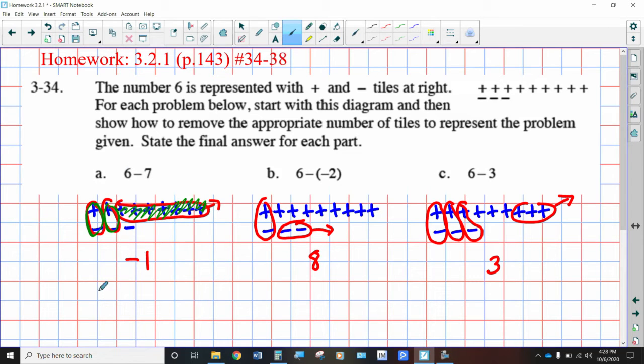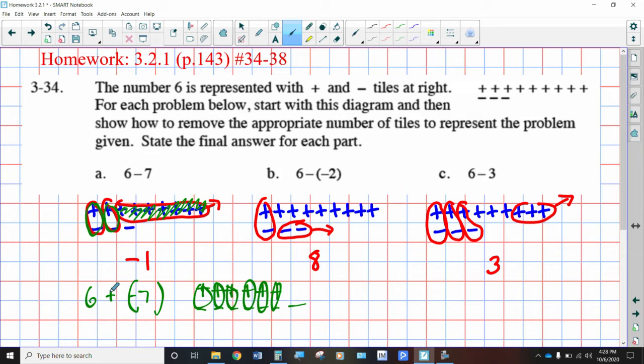Now, if I were to use KFC here, and say instead of 6 minus 7, 6 plus a negative 7, now I can model this with 1, 2, 3, 4, 5, 6, and 7 negatives. And here's a 0, 0, 0, 0, 0, 0. We get the same answer, negative 1.